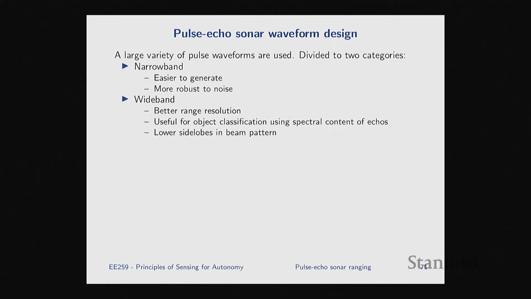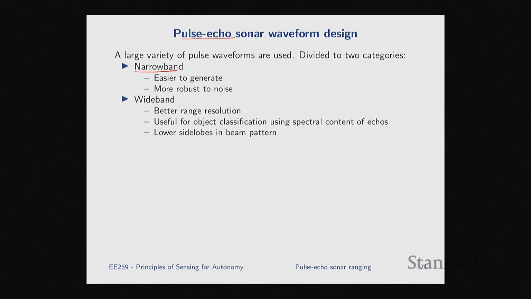So how do you do ranging? Later we'll talk about bearing or DOA estimation. Right now we're just talking about how do you estimate the range to the target. So in pulse echo systems, there are two types of pulses that are used. The first category of pulses are called narrowband pulses, and those are very easy to generate.